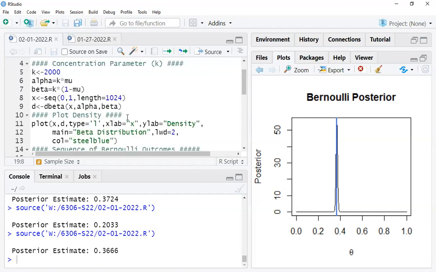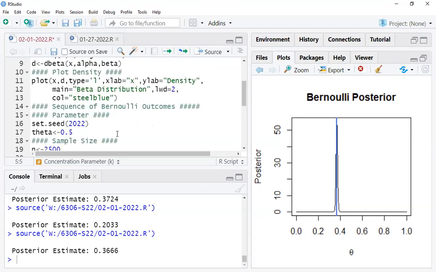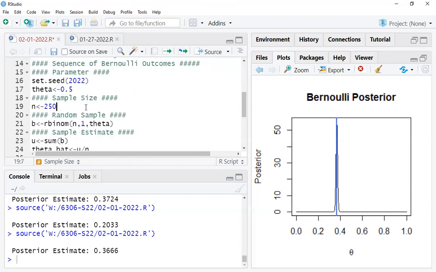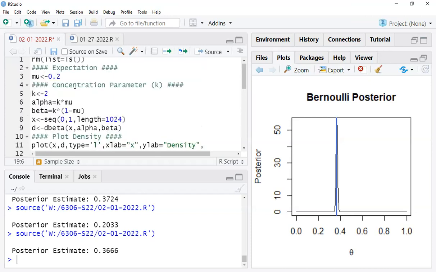Large sample size or small sample size, and I don't have a large enough kappa. Last time I believe I used 20. This time I'm just going to use 4. The value that I'm dragging toward is 0.2, so mu is 0.2.